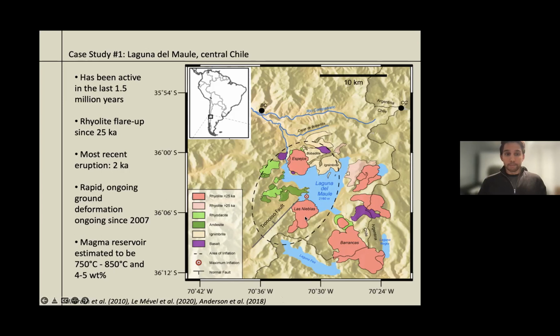Not only that, but in the last decade or so, it's been experiencing this really rapid and ongoing deformation, with the center of deformation on the southwest side of this eponymous lake here. And it's had almost 3 meters of uplift in a decade, which is really quite remarkable. There's been a lot of studies here, both mapping the lava flows and also analyzing them with petrology. And so based on that, petrologists have constrained the magma reservoir temperatures and water contents to be between 750 degrees to 850 degrees Celsius and 4 to 5 weight percent. And so we went and collected MT data here about 5 years ago and did some modeling there.